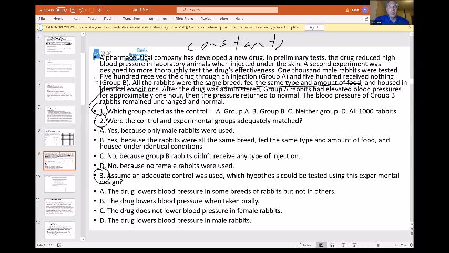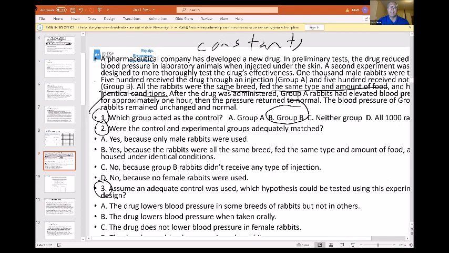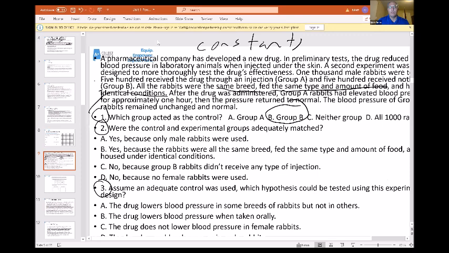So question 1, which group acted as the control? I'm hoping all of you came up with group B. Those group B rabbits were not exposed to the independent variable. That's what a control is, at least a negative control. Now the next question is the important one. Were the control and experimental groups adequately matched?